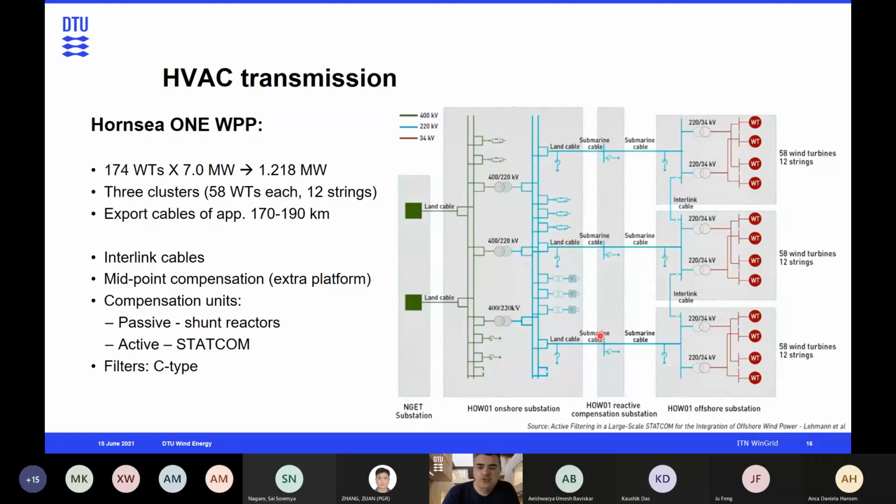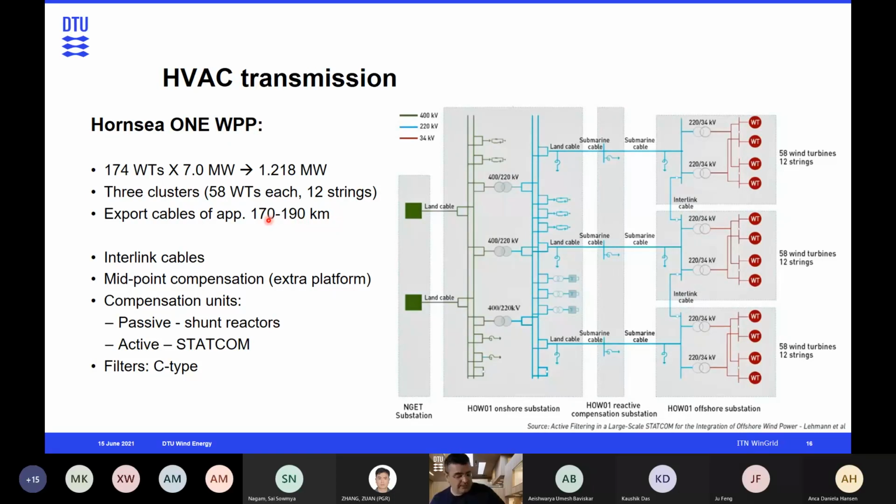Thank you. So when we look closer, we can see that we have the three clusters of wind. Each cluster has 58 wind turbines with 12 strings. The two transformers, as I said, and then we have the submarine cable connection to shore. And you see that we have compensation on the offshore part, on the onshore part, but actually also in the midpoint in this case, because the export cables are 170 kilometers.